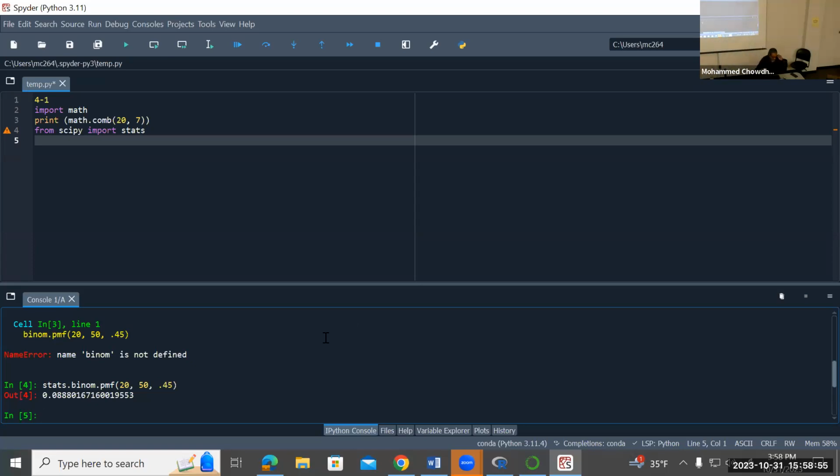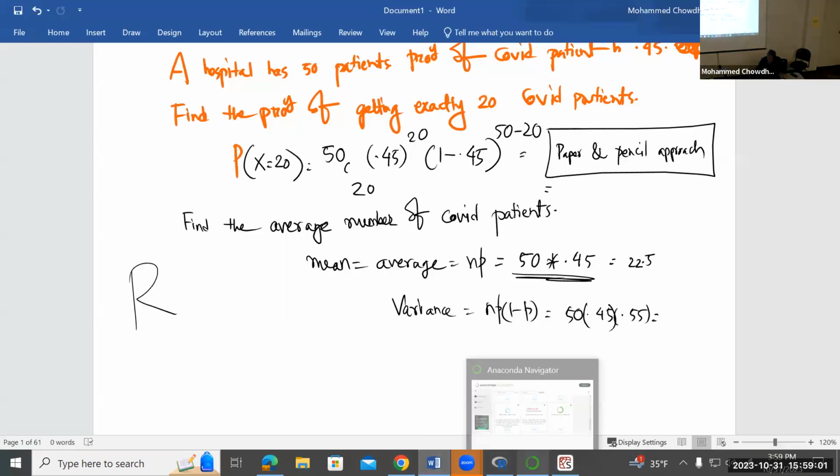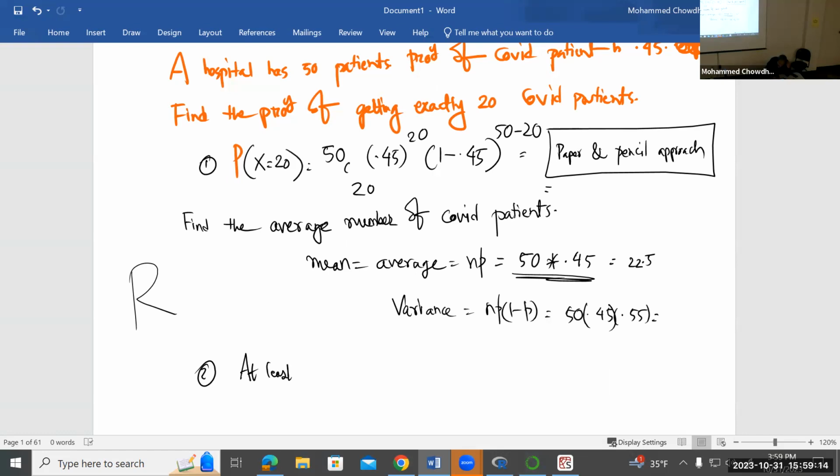Now, can any one of you also compute this? You have computed exactly 20 COVID patients, right? So now I want to do at least 30 COVID patients. 30 COVID patients.